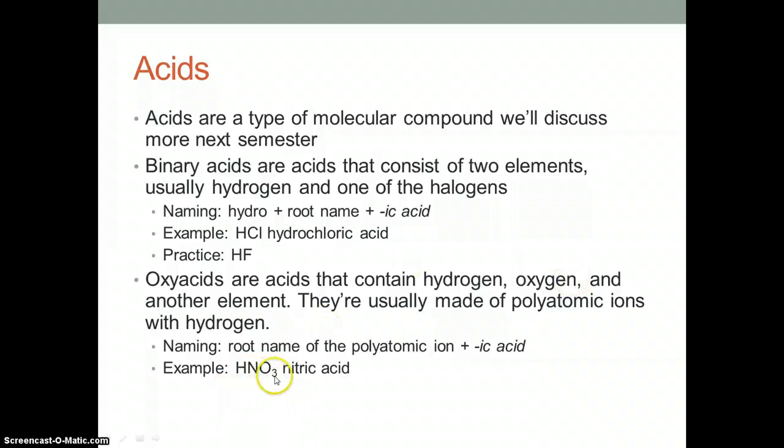HNO3, NO3 is nitrate, so nit is the root name. Because this is an oxyacid, right? Because it's hydrogen with oxygen and another element. We don't include the hydrogen, and so we're just going to take the root name of the polyatomic ion, so nit, and then add ic acid. So HNO3 is nitric acid. And you can practice with this one here. Once you're done, you can move on to the homework for tonight.